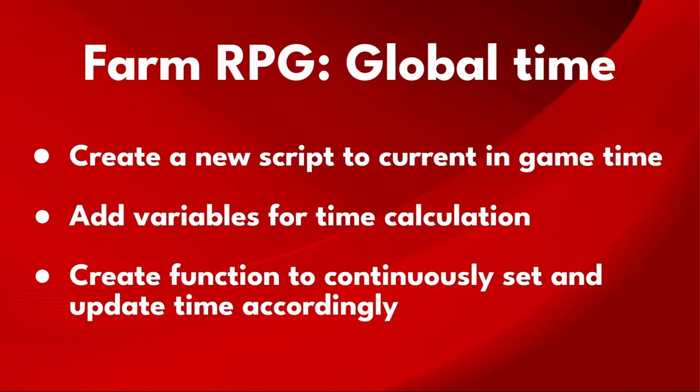All right, in this section, we are going to create our global time script. Now, this script is very important for a lot of our other local scripts to work correctly, such as the plants growing and also some of the animals when they produce milk and eggs. Now, we're going to start this off creating that global script itself. Then we're going to add all the variables we need to calculate things correctly. Last but not least, we're going to add a couple functions to continuously set and update the time. Now let's jump right in.